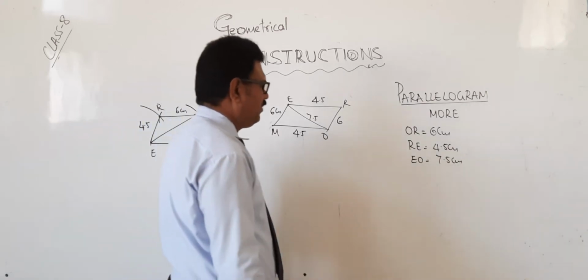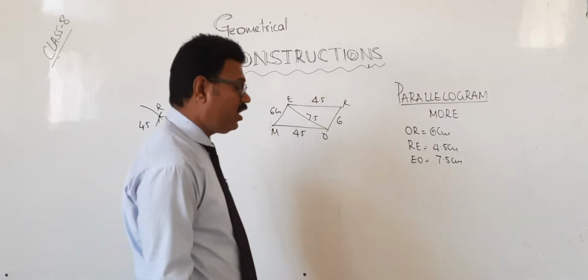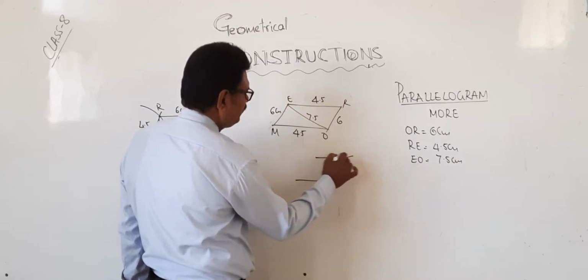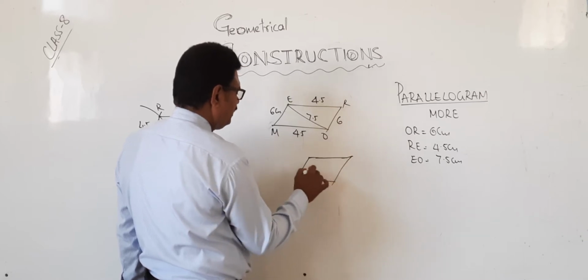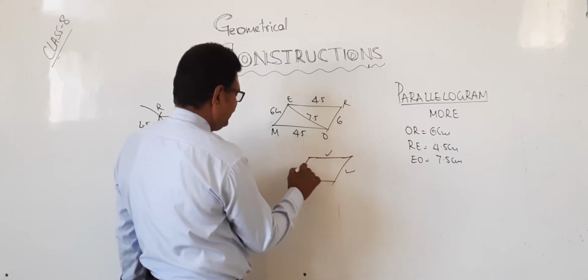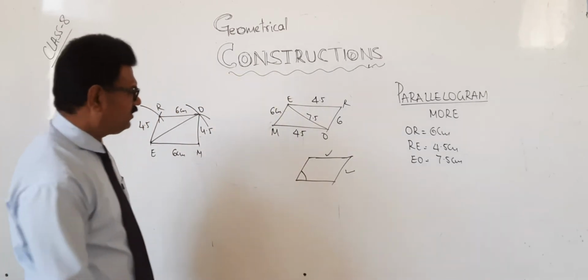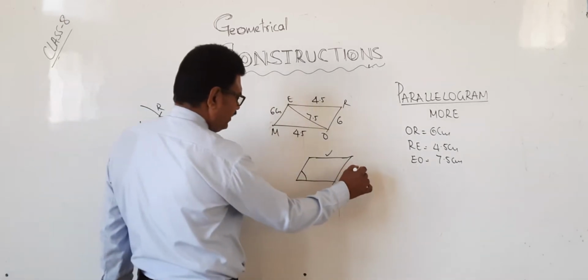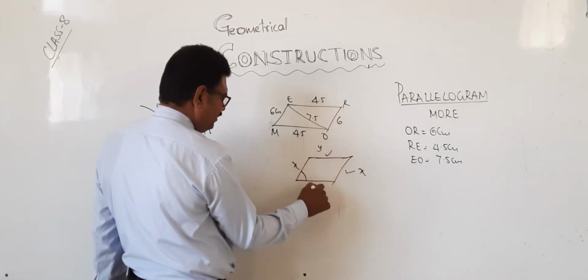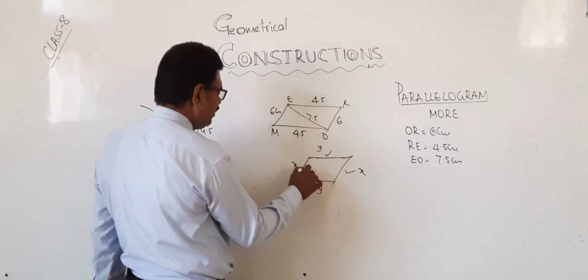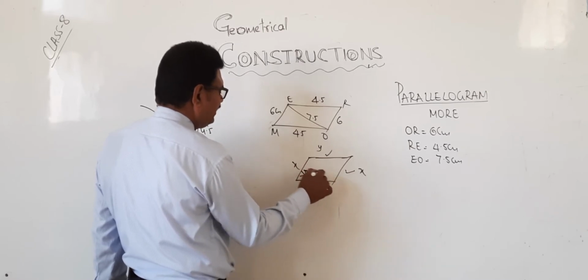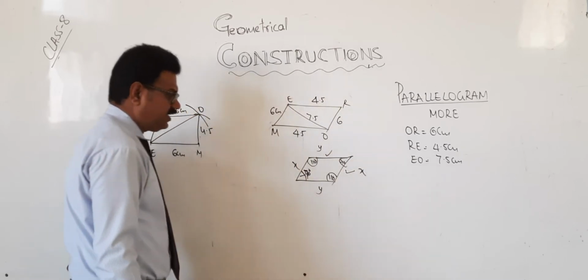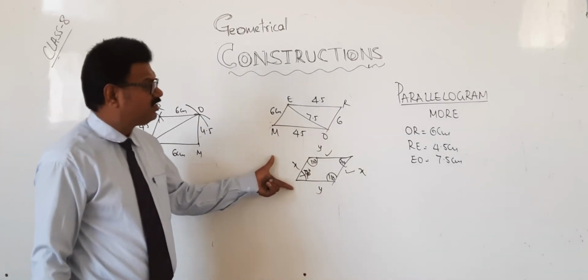Therefore, in a parallelogram, they may give it like this, or there is one more way. To construct a parallelogram, he may give this side and this side, or any one angle also. Because in a parallelogram we know that opposite sides are equal. For example, if it is x, this is also x. If it is y, this is also y. If it is 70 degrees, then the adjacent angle will be 110, and it will be 70 degrees like this. So these are the properties of a parallelogram.